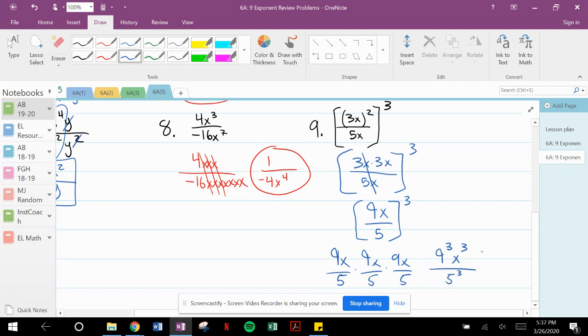Now 9 to the 3rd is 729, so 729x cubed over 125. Either of these would be fine answers. You could go either way. And that's it for the explanation for these 9.